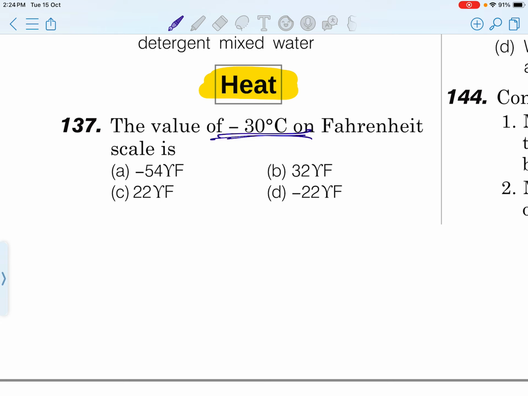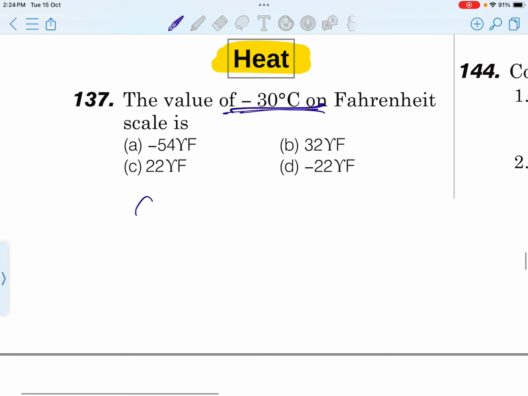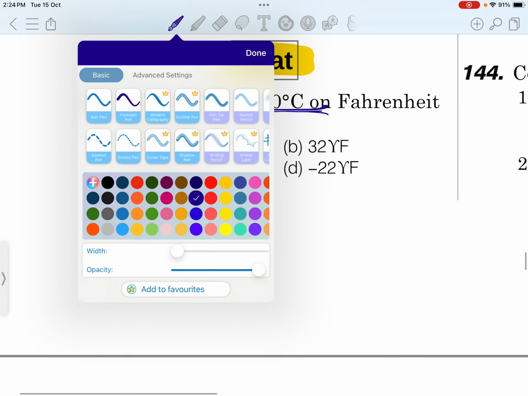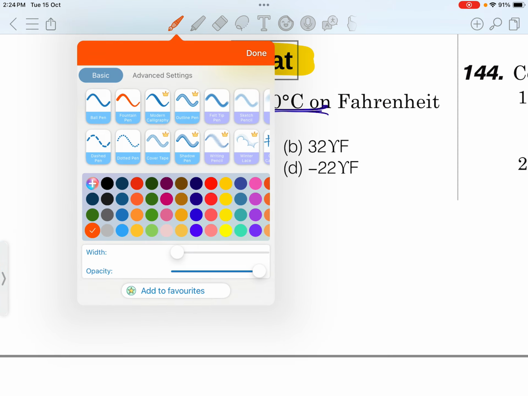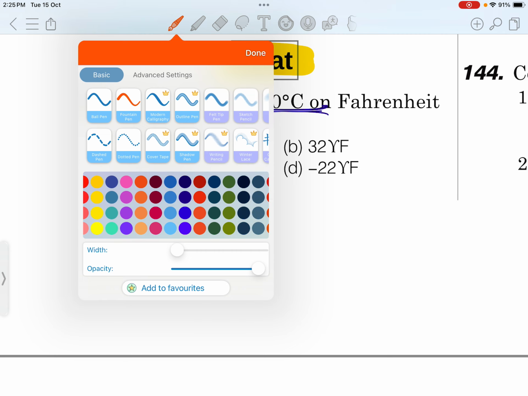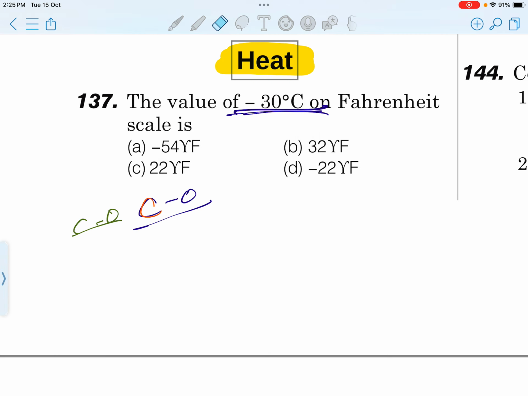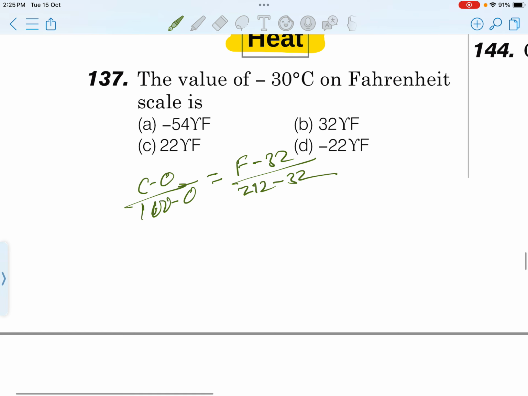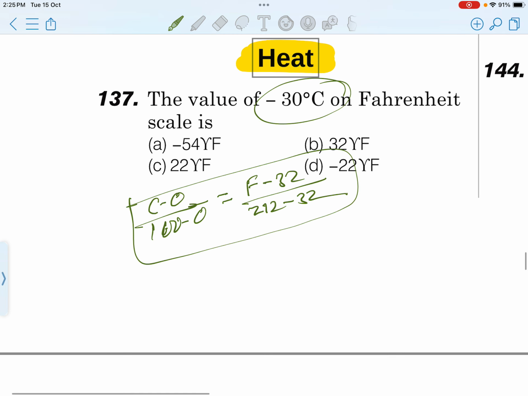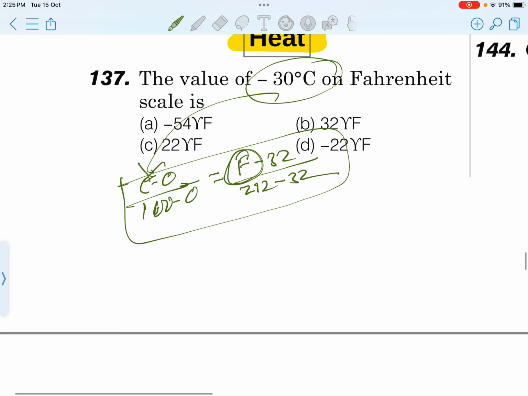Okay, so hope you have tried it. It's a very simple question. Just apply the formula: C minus 0 upon 100 minus 0, that is upper fixed point minus lower fixed point, equals Fahrenheit scale reading minus lower fixed point upon upper fixed point minus lower fixed point. Celsius is always given and we can find F.